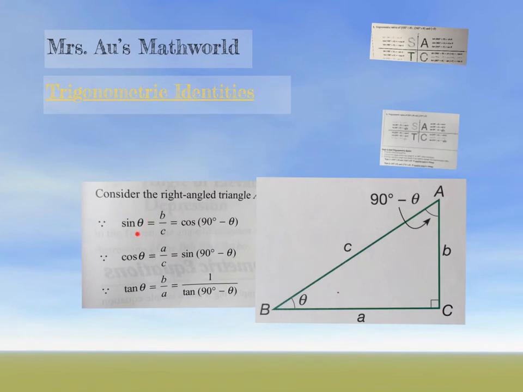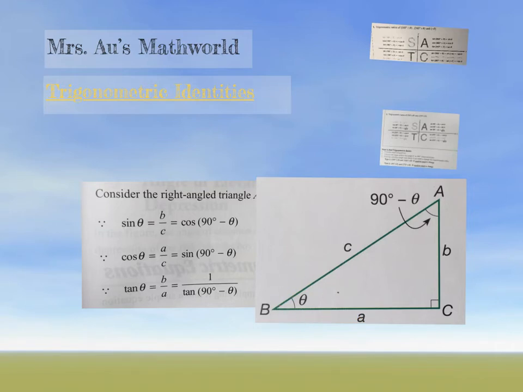So sine theta equals b over c. But at the same time, if you consider this angle, b over c, this is the adjacent side, right? It becomes cosine 90 degrees minus theta, right? It is a over h. So that's why these two are equal. And then in the opposite way round, a over c will be cosine theta.